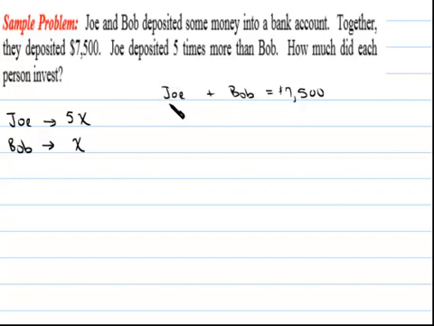Well, the amount that Joe put was 5x plus the amount that Bob put is x. We have that labeled here. Bob deposited X amount, Joe deposited 5X amount. That has to equal 7,500.